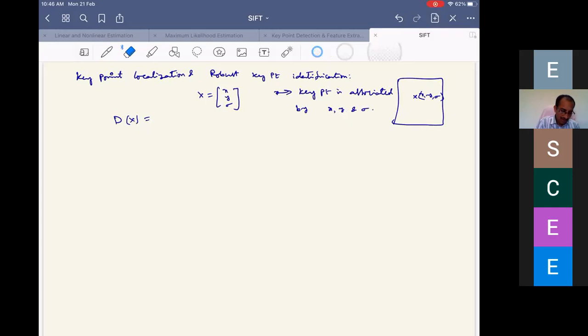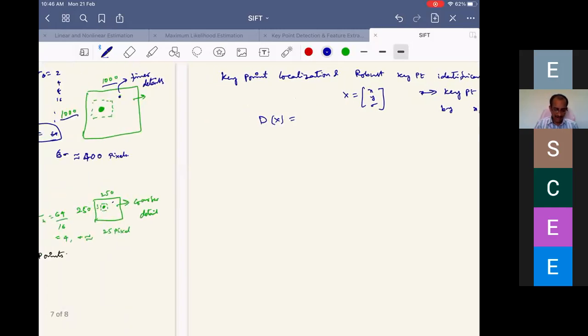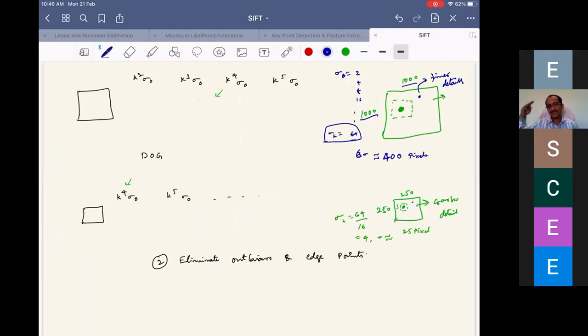Now, this D of x, let it be difference of Gaussian. Now, what I want to do is two things. One is I want to identify whether this key point, whatever I have identified, assume that I have identified 1,000 key points through this process of scale space peak selection. Are all these 1,000 key points very good key points, or do some of these key points correspond to edges? I just want to identify that.